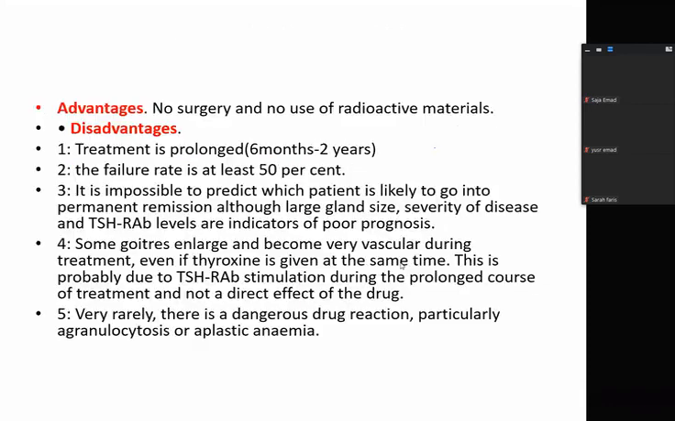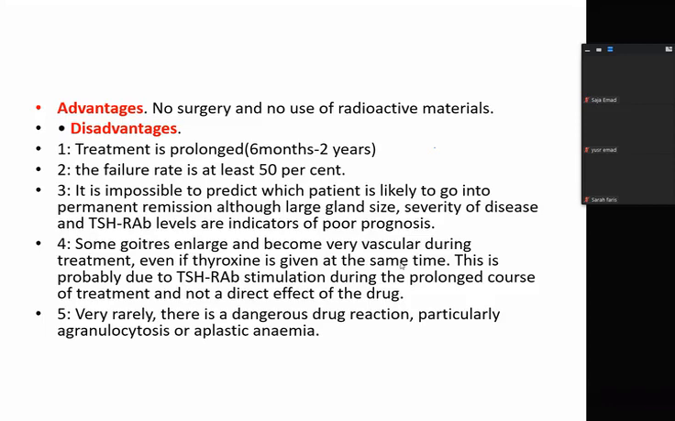Advantages of the drug: there is no surgery and no complication of surgery, and there is no use of radioactive materials. But the disadvantage: treatment is prolonged. It is 6 to at least 10 years. Failure rate is at least 50%. يعني بس توقف التريتمنت 50% من المرضى راح يرجعون توكسيك.